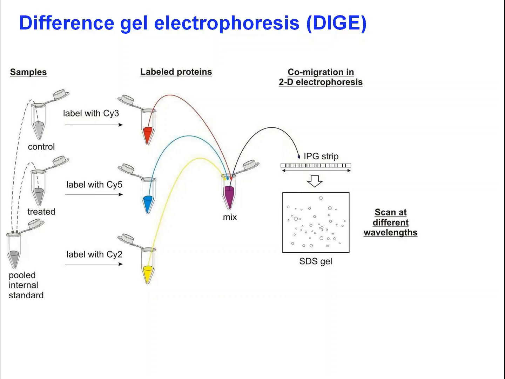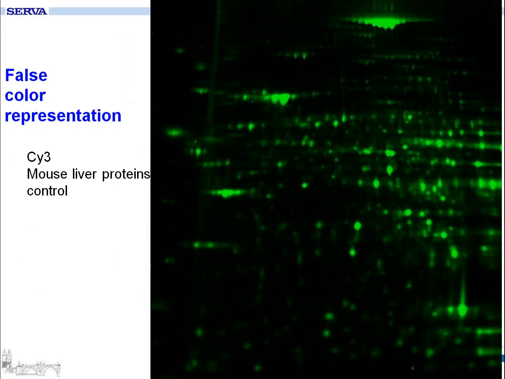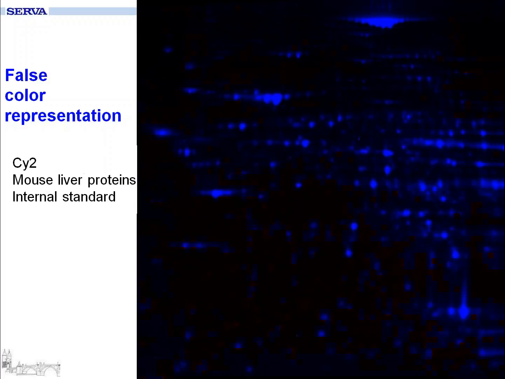Afterwards, you scan it with the different wavelengths of the red, the blue, and the yellow. And what you get is single images of your mixed sample where you have some green spots, some red spots, and some blue spots, each in a single data set. And then you do a false color representation. As an example, we have here mouse liver proteins. This would be such a picture with the Cy3, so it's getting green. You have Cy5 as red and Cy2 as blue.